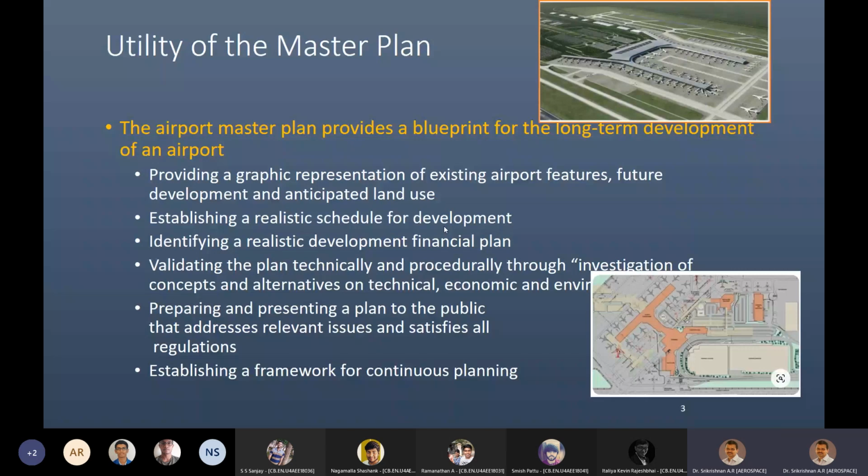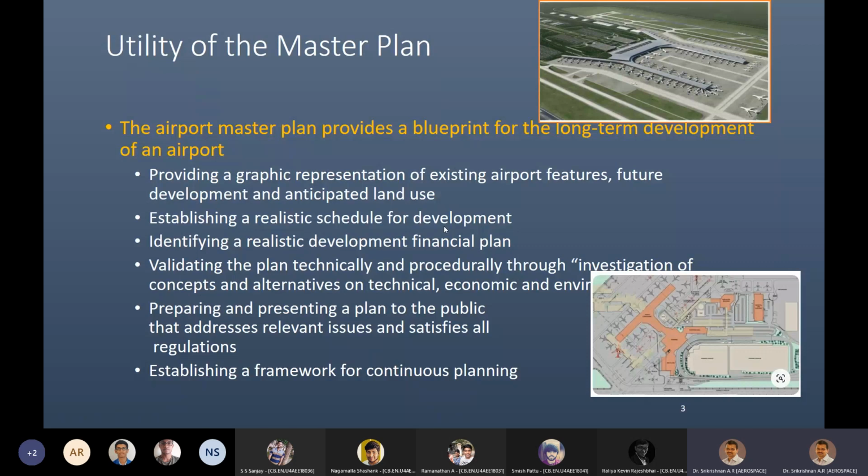And then at each stage, the progress has to be validated against the plan which was originally prepared. If there are variations, or anticipated variations, then the alternatives have to be investigated as well. So monitoring the progress and validating it against the requirements is also a way that the master plan can be made use of.